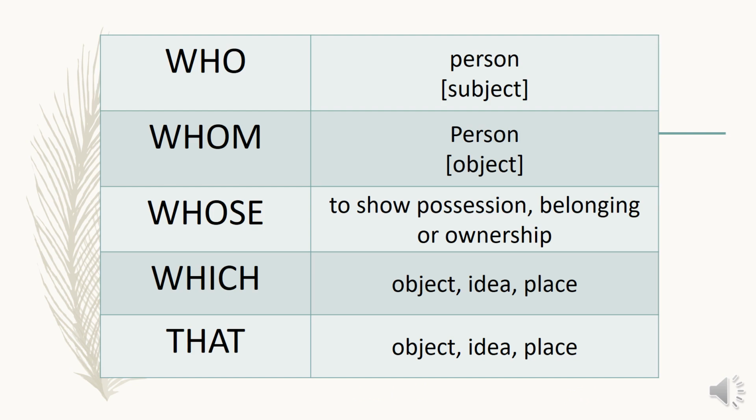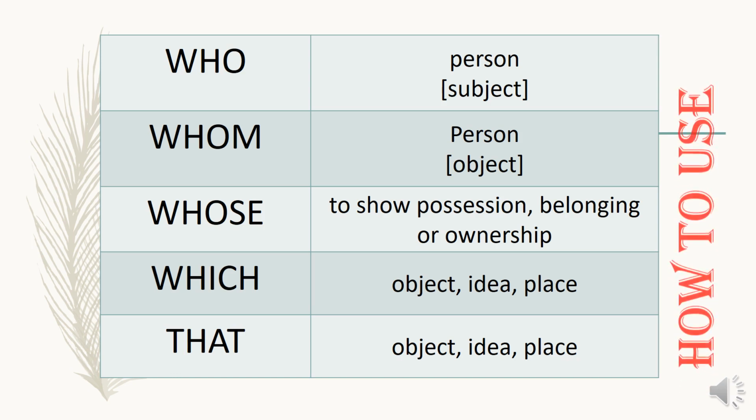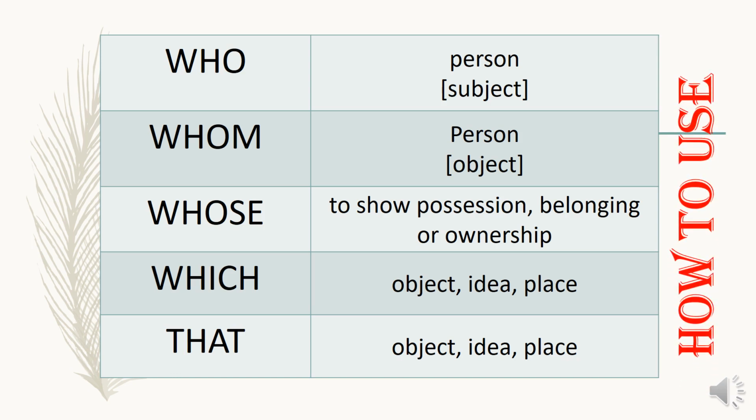Students, you already know that we use relative pronouns for the noun that is already mentioned. So you have to look at that noun carefully. If that noun is a person who is doing the action, or subject of the sentence, you will use who. If that noun is a person but receiving the action, or we can say object of the sentence, you will use whom. What you will use? Whom. To show possession, belonging or ownership of two nouns in the sentence, you will use whose. If that noun is an object, idea or place, you can use which or that.